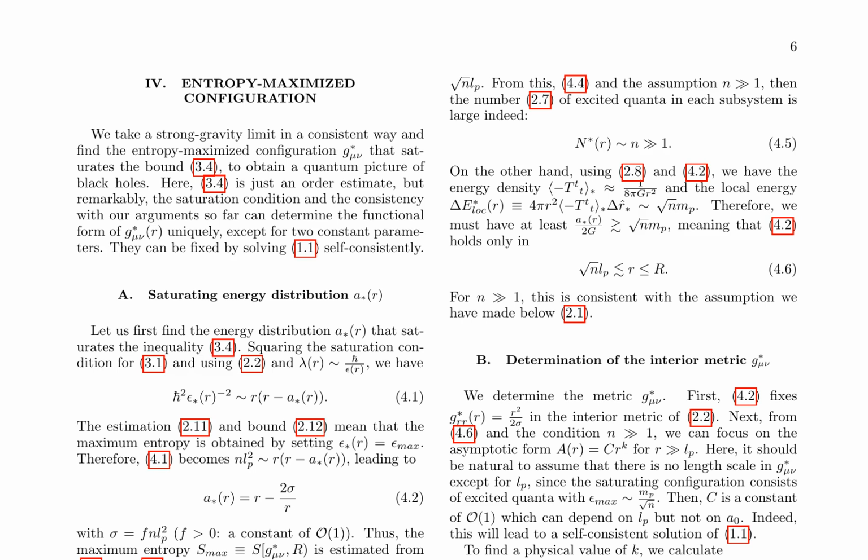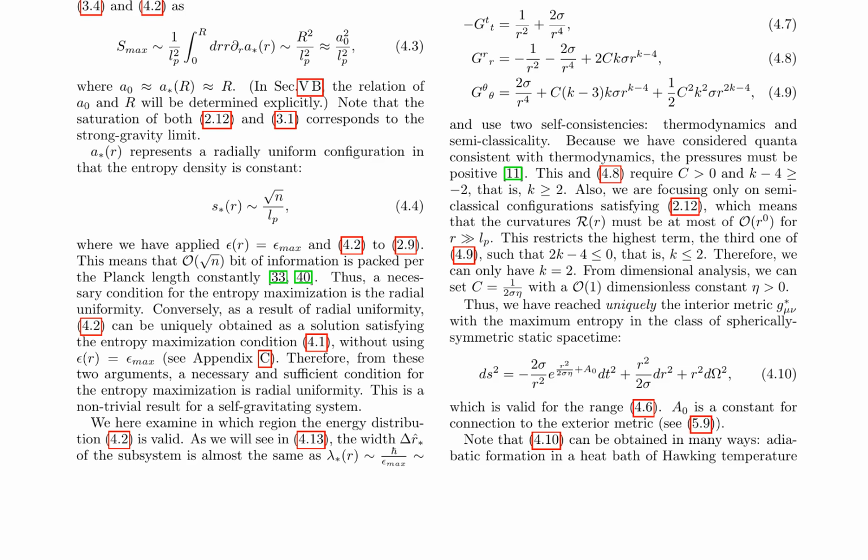Next, they determine the interior metric g_μν, starting with the radial component g*(R) equals R squared, 2σ. Assuming no length scale in g_μν except for L_P, they find that the asymptotic form of the metric can be written in terms of a constant C of O(1) and a power law index K. By requiring self-consistency with thermodynamics and semi-classicality, they fix K equals 2 and C equals 1/2, say, where η is a dimensionless constant.